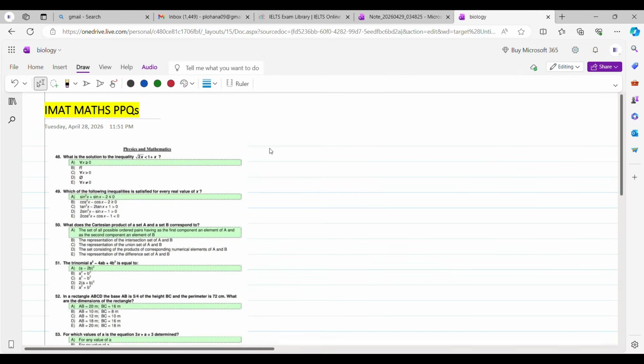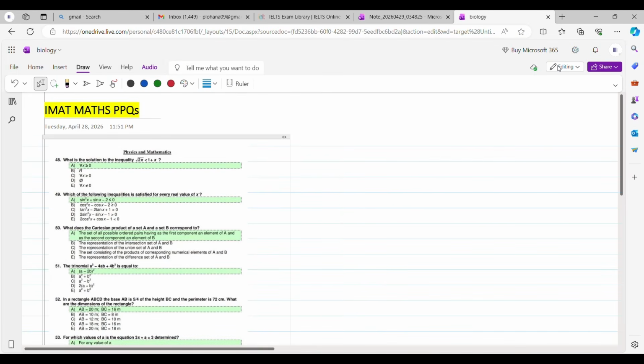Hello everyone. We are going to solve the maths questions from IMAT past papers. Maths is not as difficult as you think, it is very easy. I'm going to make you solve every question with a very thorough explanation of every MCQ. We are beginning with the very first MCQ, which starts from 48. You can see the questions on my screen as well.